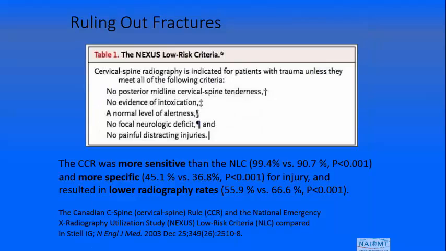There is an alternate rule known as the NEXUS Low-Risk Criteria, National Emergency X-Radiography Utilization Study. This has been compared with the Canadian C-spine rule. In utilizing the Canadian rule, sensitivity and specificity were enhanced and rates of radiography were lower.